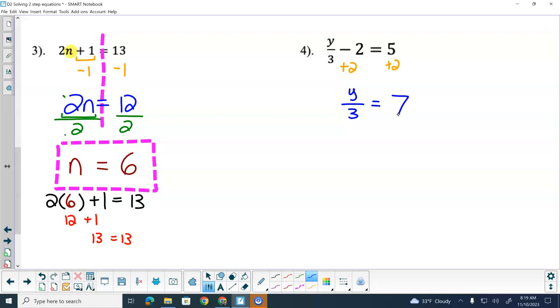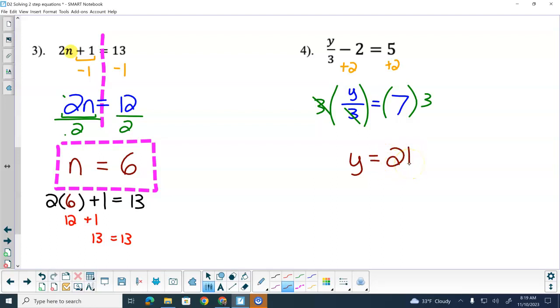What mathematical operation is going on with what? Division. What's the opposite of division? Multiplying. So what am I going to multiply both sides by? By 3. Yes. The 3's cancel each other out because that's what we wanted it to do, leaving me with just y. 3 times 7. 21?